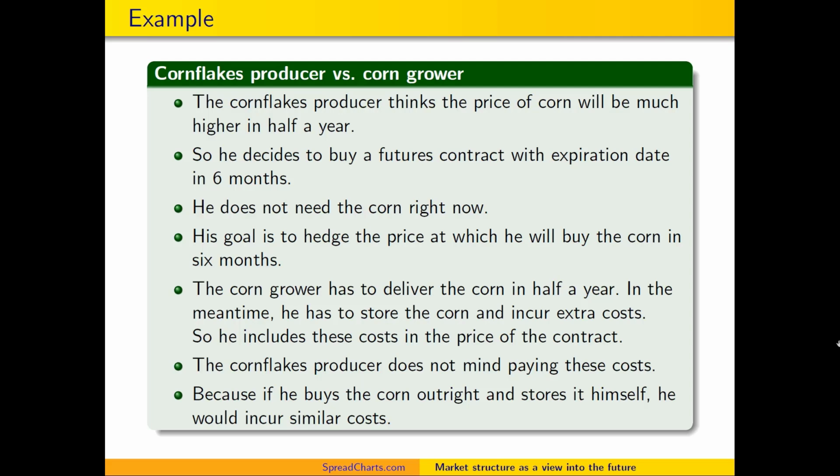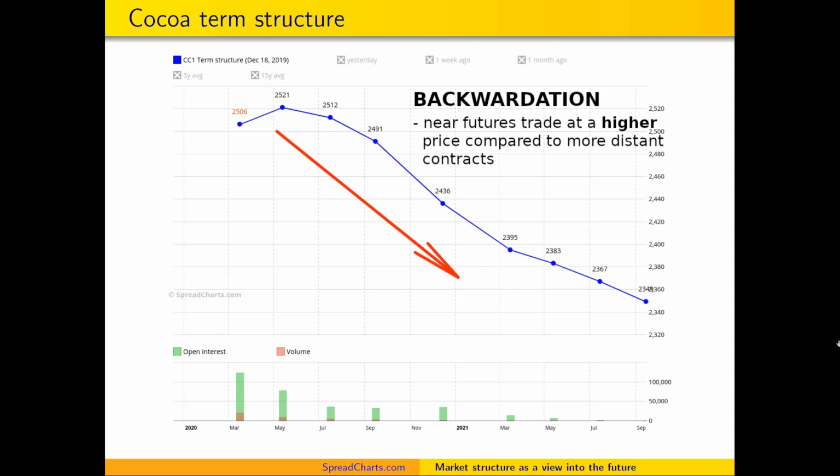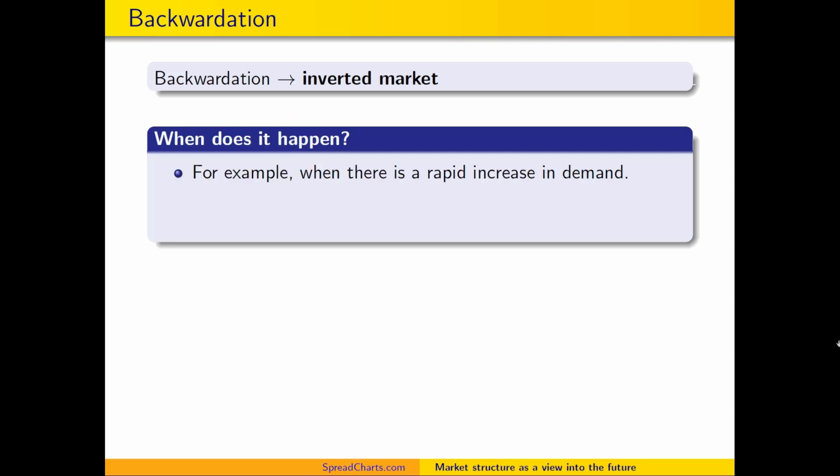The opposite state of the market is called backwardation. You are looking at the term structure of cocoa and notice that the curve is downward sloping. Backwardation simply means the nearer futures trade at a higher price than more distant futures. And when does this happen? Such a situation is usually associated with some extraordinary market conditions.